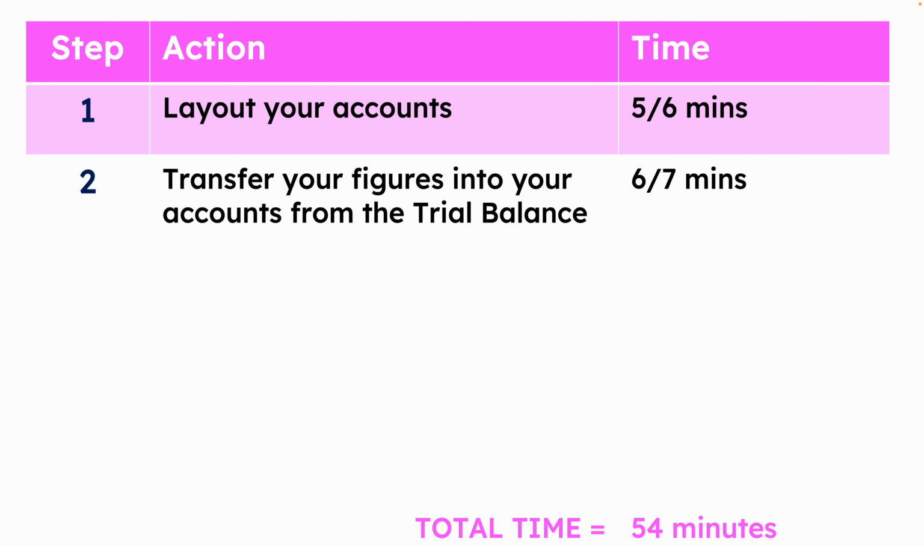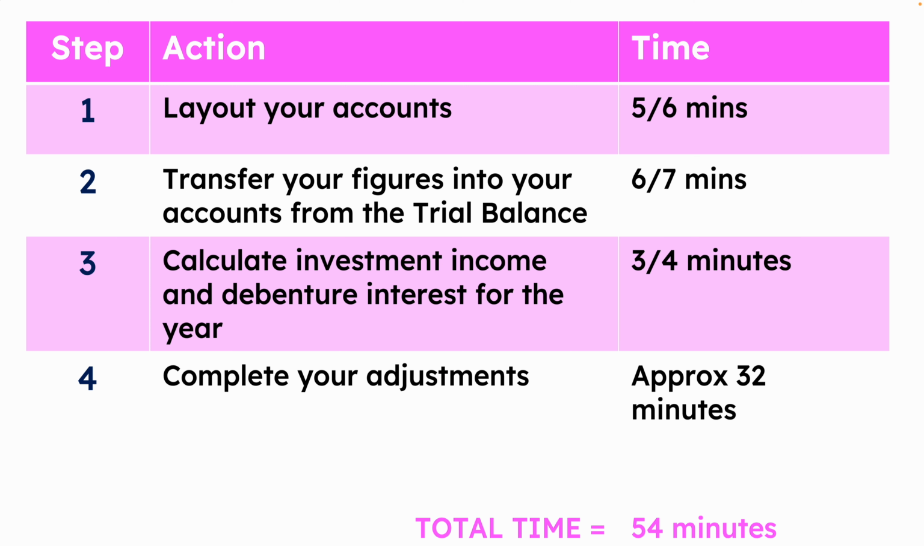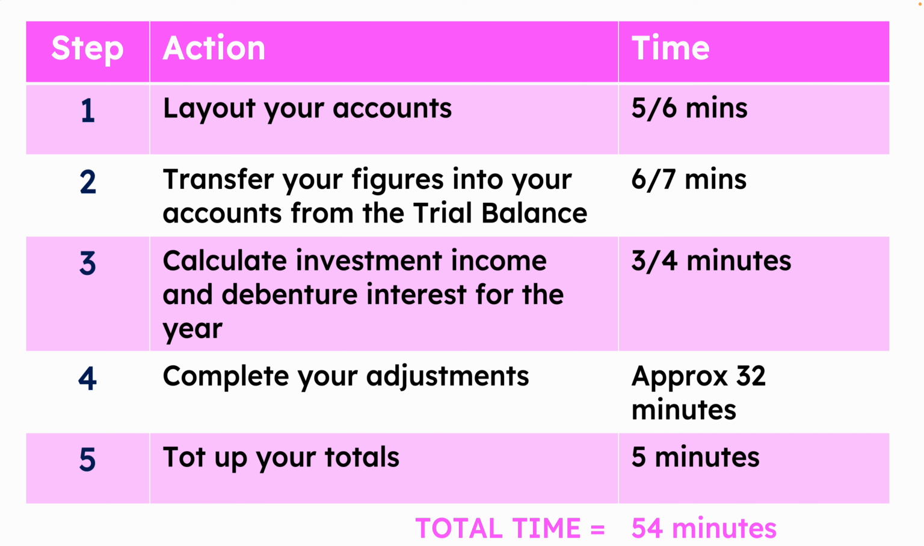Step 2 is to transfer your figures into the accounts from the trial balance, which will take you 6 or 7 minutes. Step 3, you will calculate the investment income and debenture interest for the year, which should take you about 3 or 4 minutes. Step 4, you'll complete your adjustments, which should take you approximately 32 minutes. And step 5, you'll tot up your totals, which should definitely not take you more than 5 minutes.